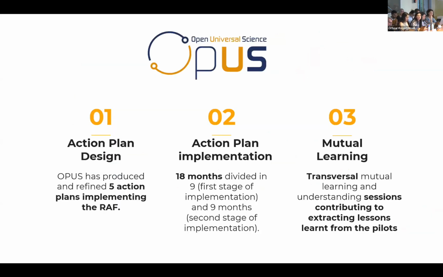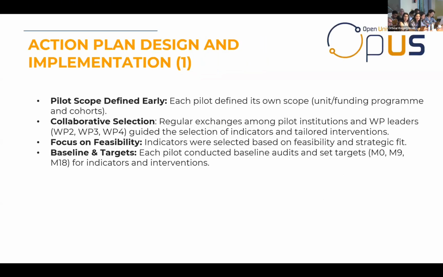So we have worked along 3 main lines. One was first to design the action plans. Then we had to implement the action plans and coordinate that implementation over a period of 18 months. And finally, we have some lessons learned from mutual learning sessions that we have been carrying out throughout these 18 months.